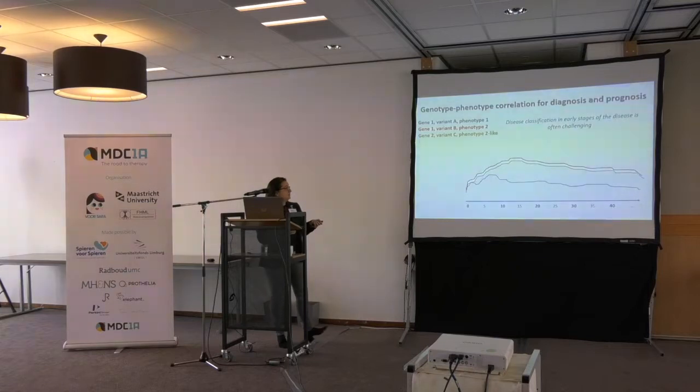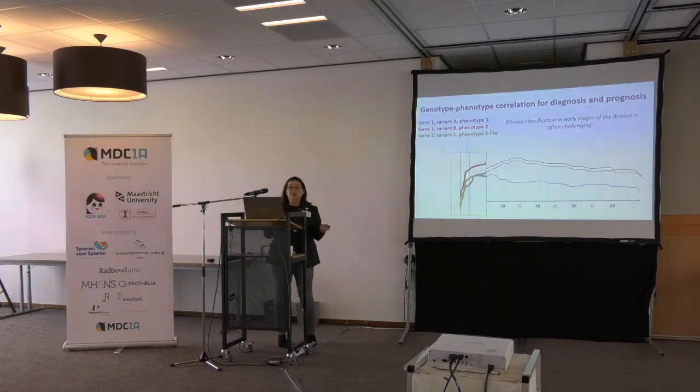Now, let's say that I find variant A and I know that it causes phenotype 1. It's easy to see the difference between phenotypes later on, but if I look at the early stage of the disease, in early life, sometimes it's very difficult. So it's tricky to say very early on, just looking at the patients, if it will evolve as a milder form or as a more severe form. So unfortunately, it's still sometimes not sufficient just to identify the variant and have an idea about the course of the disease.